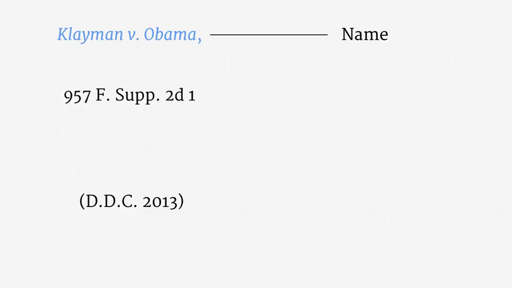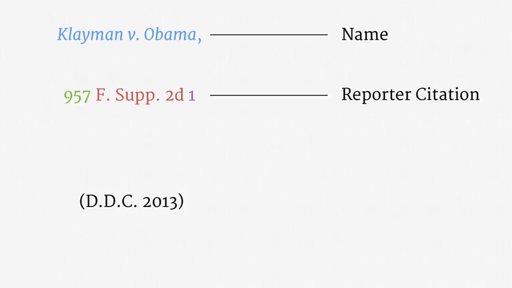Now let's turn to 957 F sub 2nd 1. That's a reporter citation. Much like statutes, court opinions can be edited and compiled. A case reporter is simply a compilation of opinions. The first part of the reporter citation, 957, is simply a volume number.